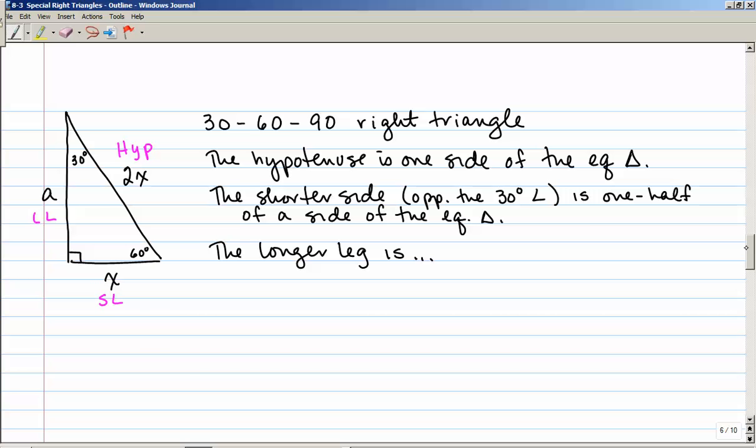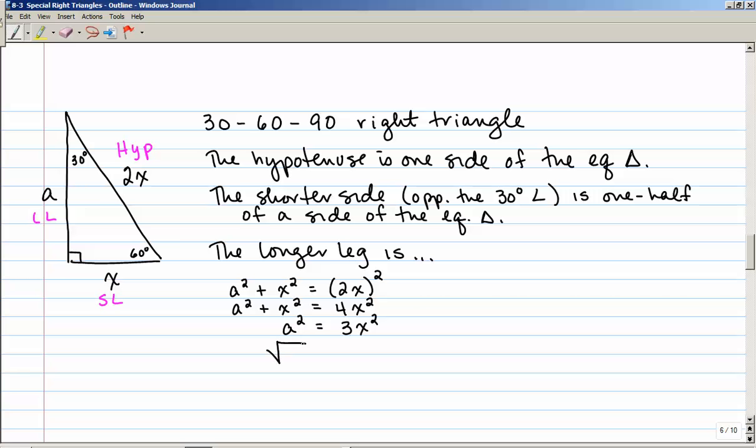So again, we're going to use the Pythagorean Theorem. My hypotenuse is 2x. So I'll have a squared plus x squared, those are my 2 legs, equals (2x) squared. Remember that means 2x times 2x, which is actually 4x squared. Solving this for a, I'll subtract x squared from both sides. So 4x squared minus x squared is 3x squared.